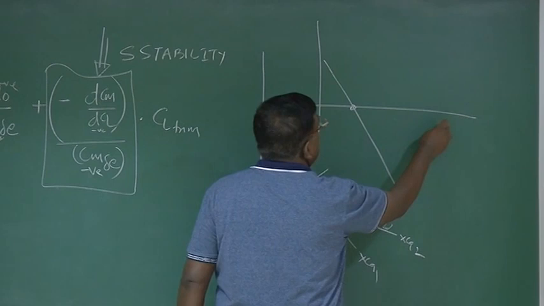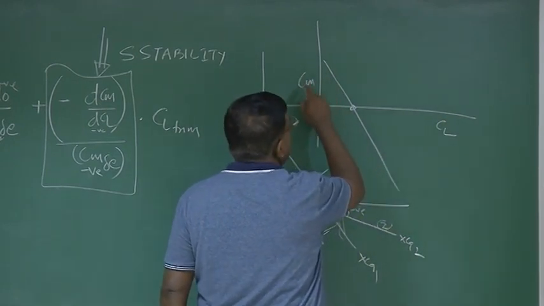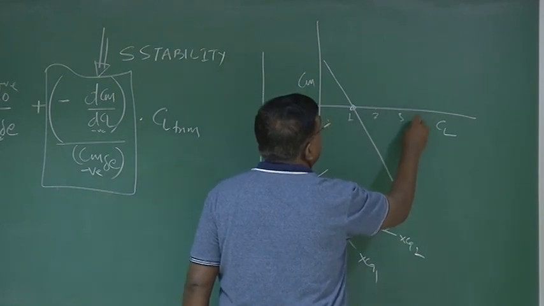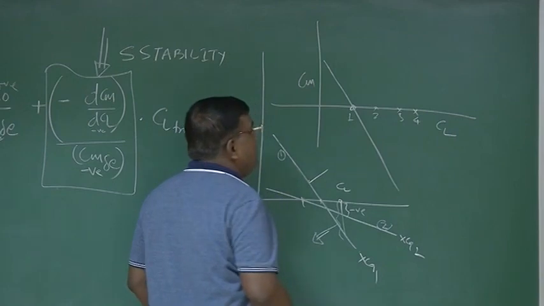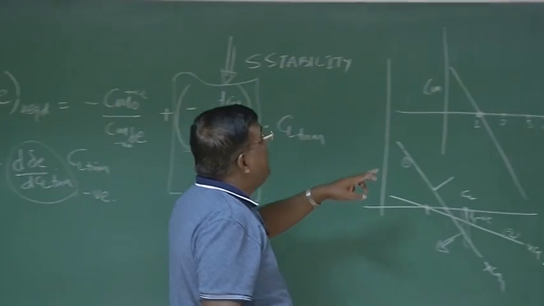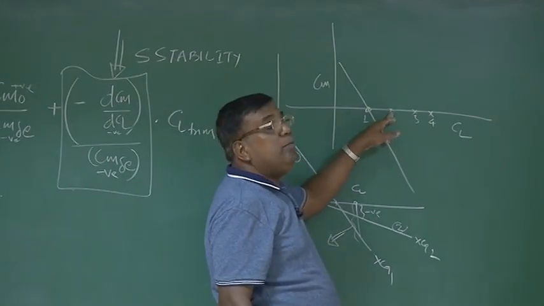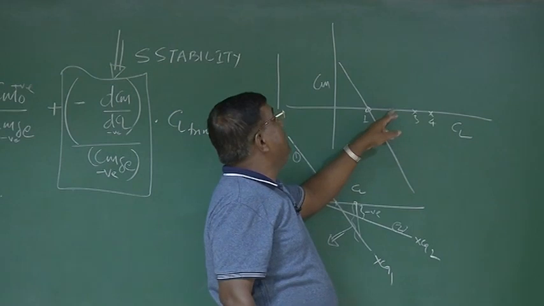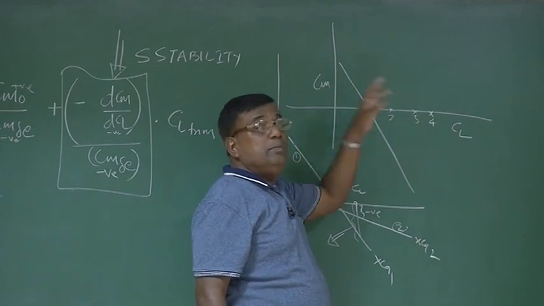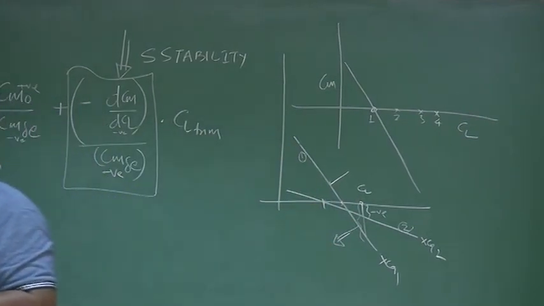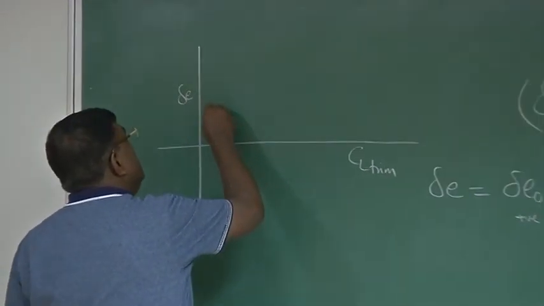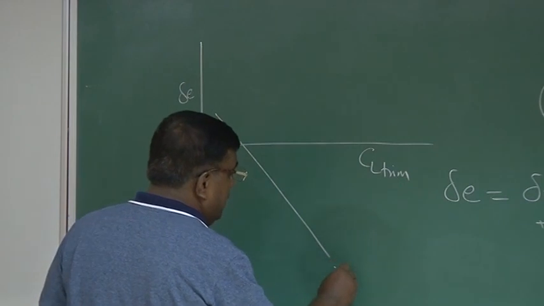Suppose I was flying here. This is the Cm versus CL graph. I was flying here, 0.1, 0.2, 0.3, 0.4. What delta E by dCL trim tells us is, when I am changing trim from 1 to 2, how much delta E is required? When I am changing trim from 2 to 3, how much delta E is required? So it is the change in the CL trim, not in the CL. That should be very clear. So if I plot it, let's say this is for XCG1.